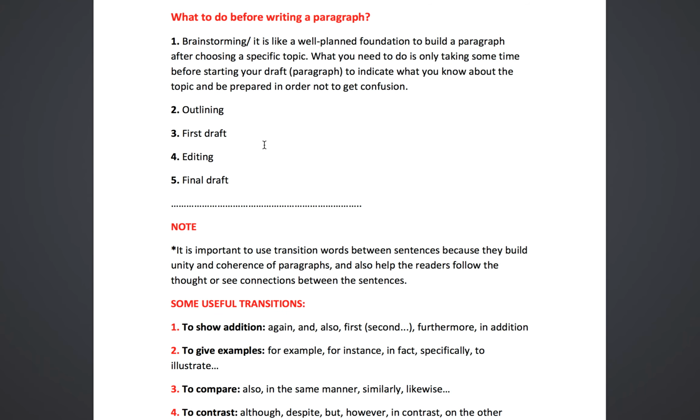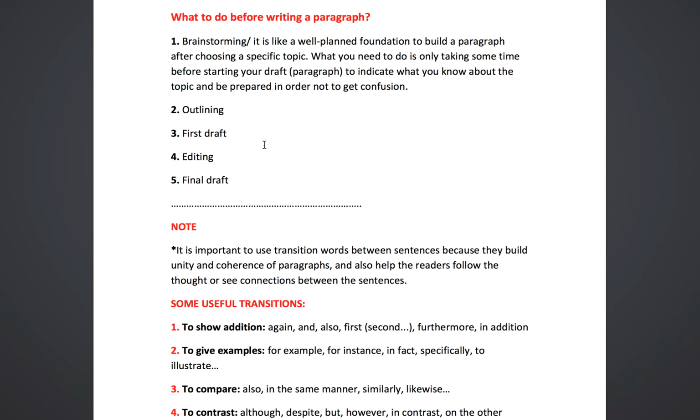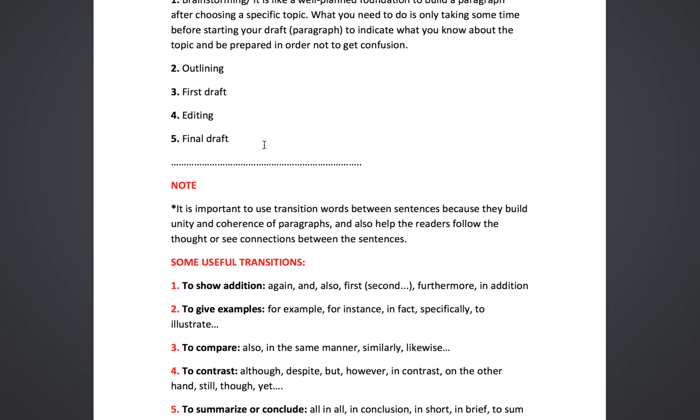And then we have outlining. Outlining is a very different topic, but it relates to writing a paragraph. It takes time to tell you how to write its structure. This is not part of this course, but you can search for it. You can search how to write a good outline for a paragraph, then you can get the structure. It's only the outlook of the paragraph that you want to write. And then you have the first draft.